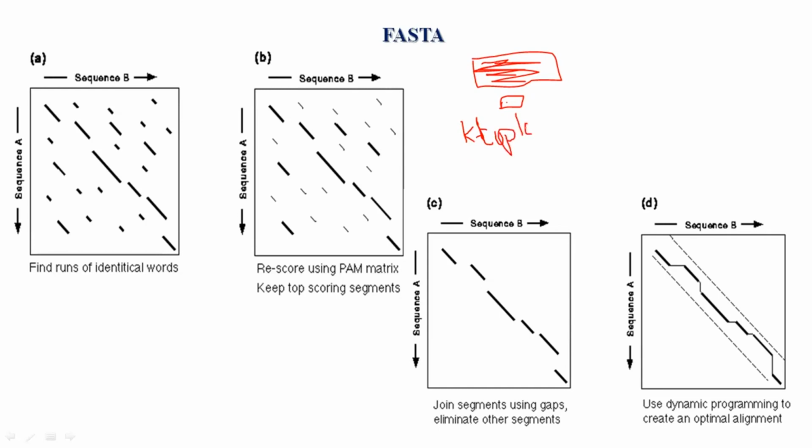K-tuples and these small identical words from our target sequence will be compared to the sequences in the database. B represents the second sequence. Similarly, it will search for the third, fourth, and all the database sequences simultaneously.